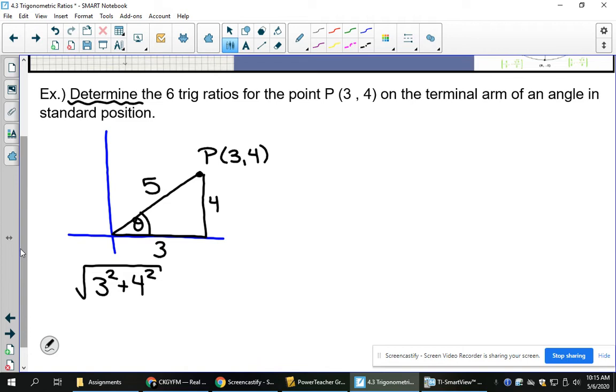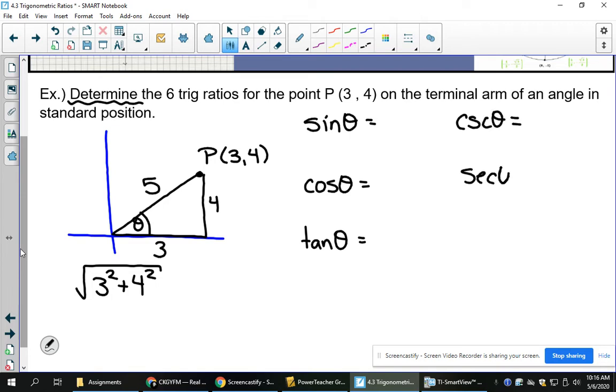Now I'm going to write my trig ratios really methodically so that I can do this easily. I'm going to start with sine, cosine, and tangent. And then next to them, I'm going to put their companions. When I do this really methodically, it means that once I have the answer for sine, I literally just have to flip it to get my answer for cosecant. So I'm going to write cosecant, secant, and cotangent right beside their companion trig ratios.